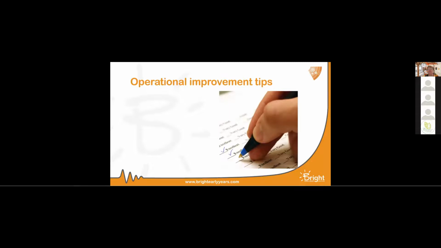Okay, so some tips for improving our operations. Develop some customer service values. Think about what those standards are that you have with your parents. I'll give you an example of one of ours. We always answer the phone within 5 rings. Now, that's not always an easy thing to achieve in a nursery, but there's somebody essentially on phone duty. If the manager's going to be in a meeting, then the phone gets given to somebody else to answer, because that's important.